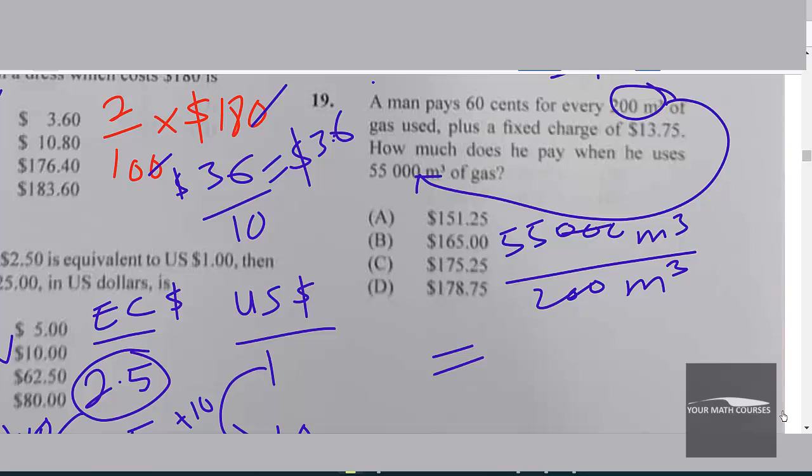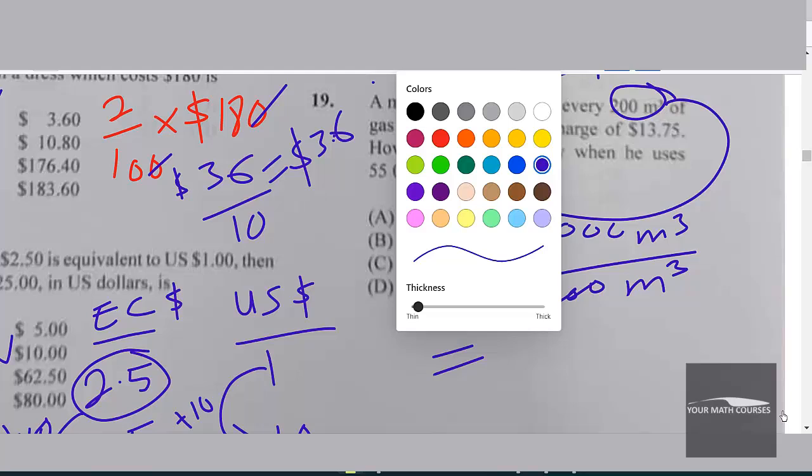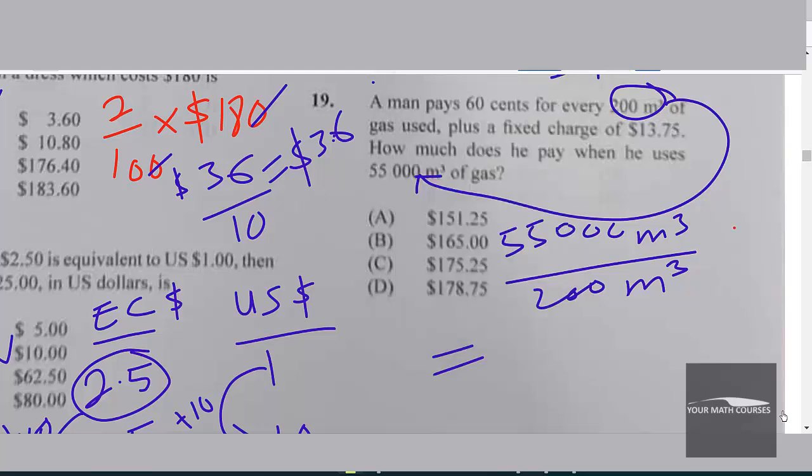Sorry, this will cancel only two of them. So let me use a different ink. This will cancel this. Then 2 goes into 550, 275 times.